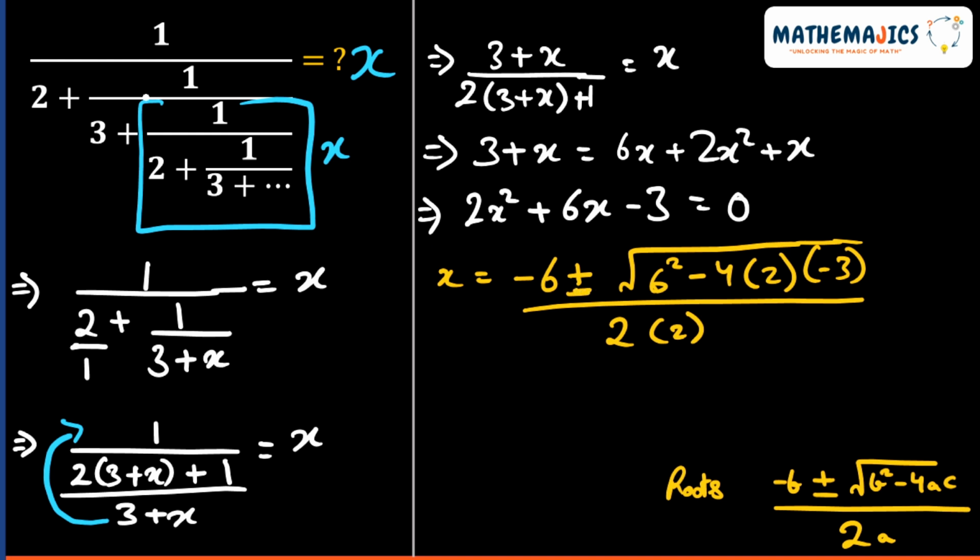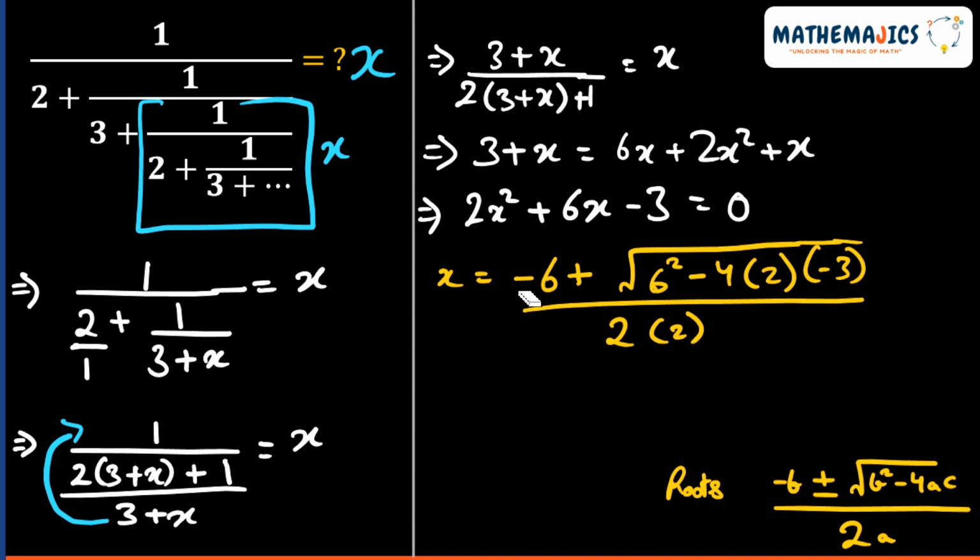Now please think, if I take negative from here, so negative and negative will give me a negative answer. But the value of x can't be negative. The reason being, look at the fraction. Do you think the value of this fraction can be negative? No, it cannot be negative. So what we will do, we will not consider this negative sign. So let's remove this negative sign. We will not consider it, because if we take the negative sign, the value of x will turn out to be negative, which is not possible in this case.